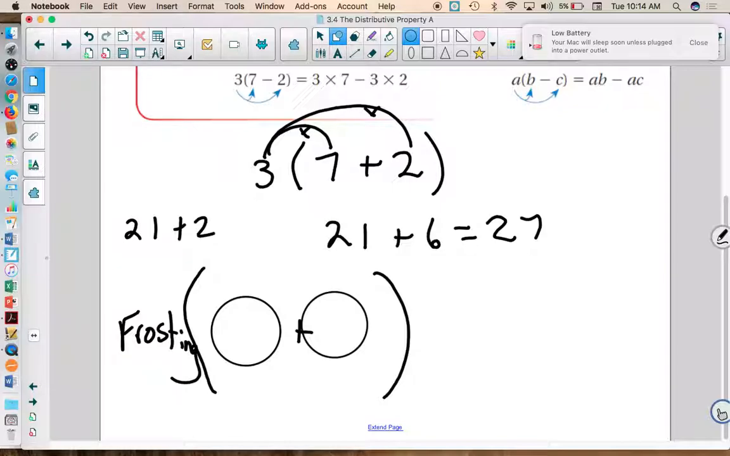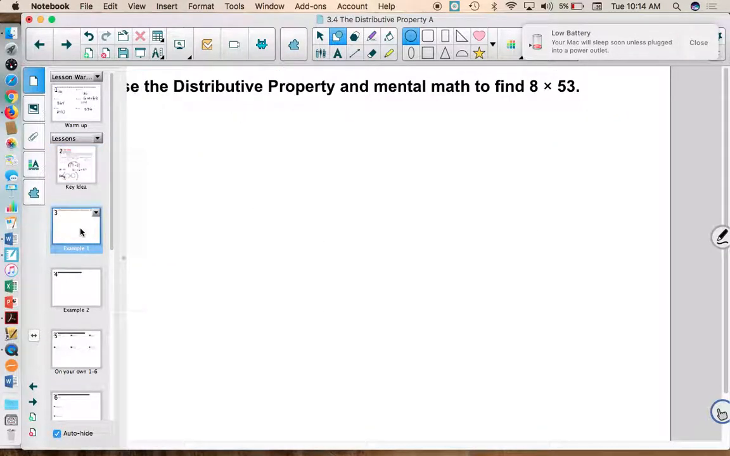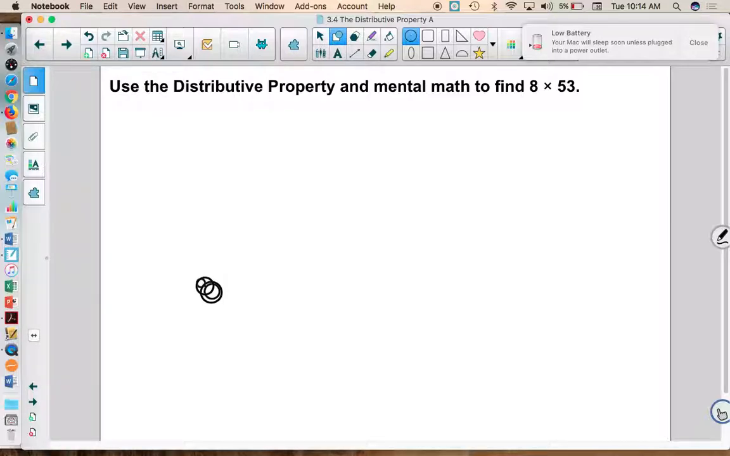Okay? Distributive property is like frosting a double-decker cake. You got to frost both pieces of what is inside the parentheses, okay? That's distributive property, all about the frosting. So, use distributive property and mental math to figure out 8 times 53.